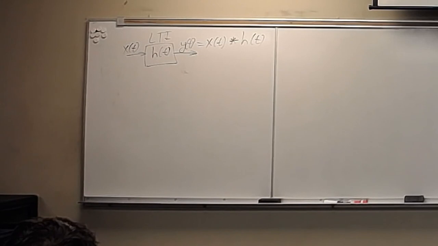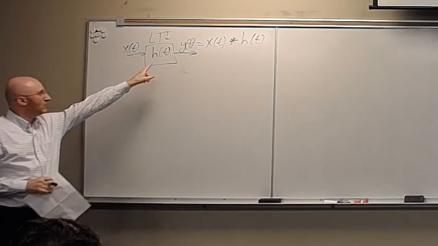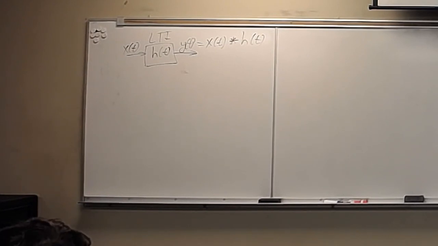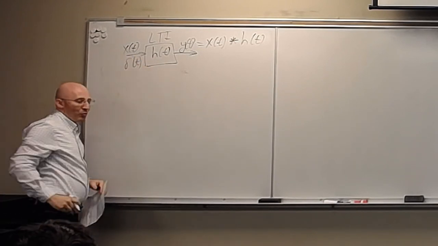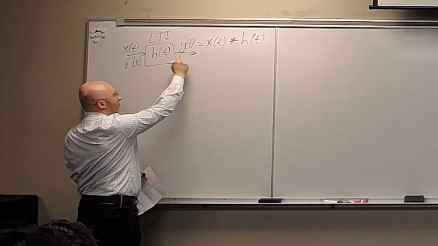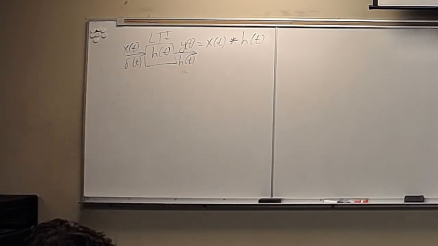How is it called? What is the response of the system? h of t is the impulse response. What is impulse? It's delta. So what x do you need to put in to get h? Delta of t. This is the impulse response, the response to an impulse. If you put in delta of t instead of x of t, you get your h of t. That's the impulse response of the system.